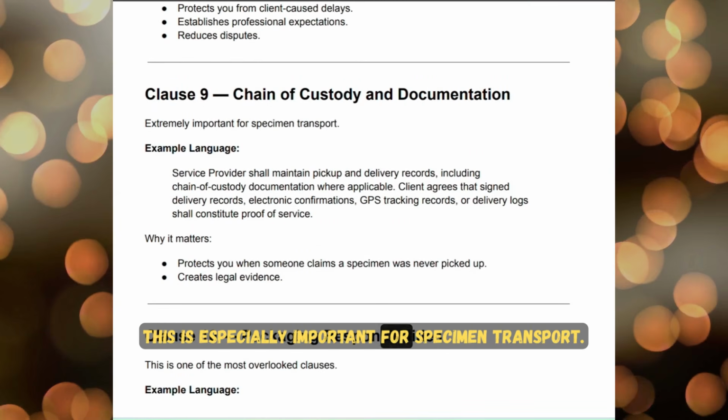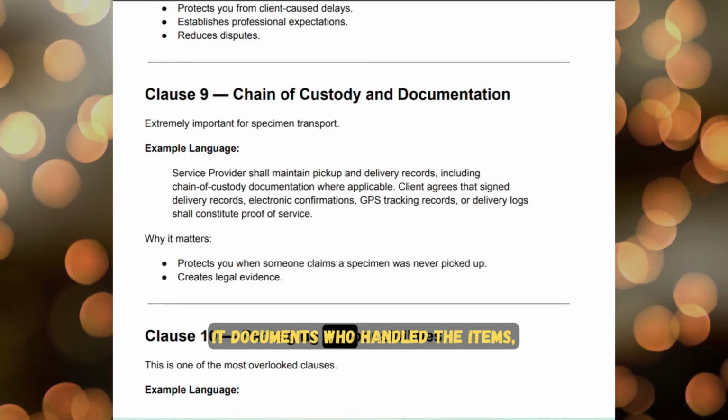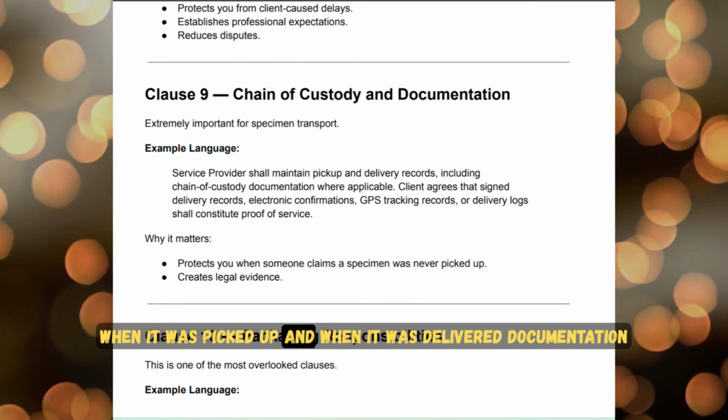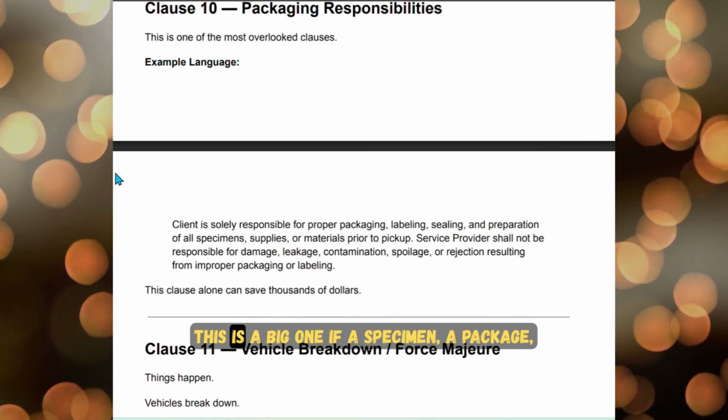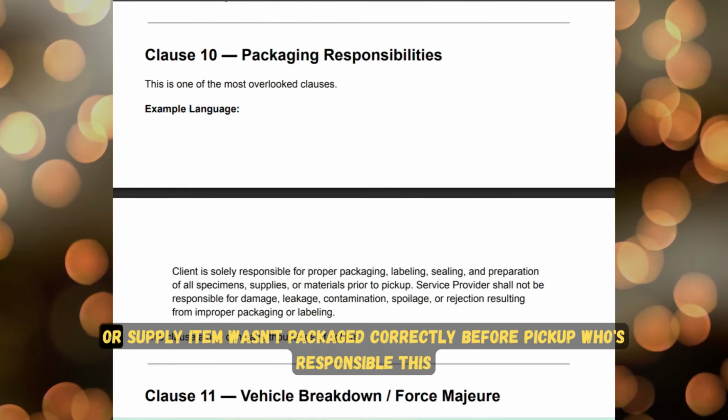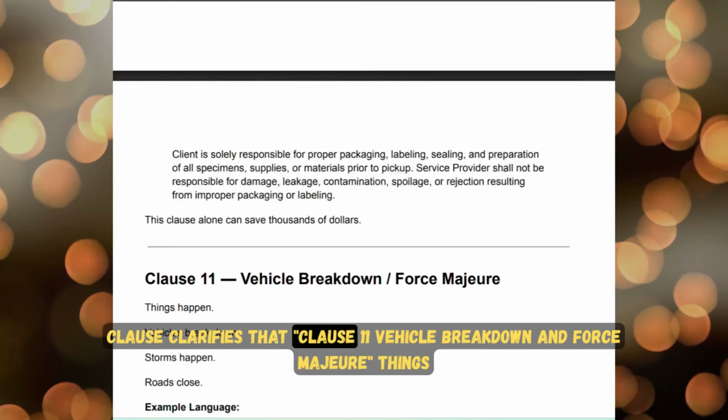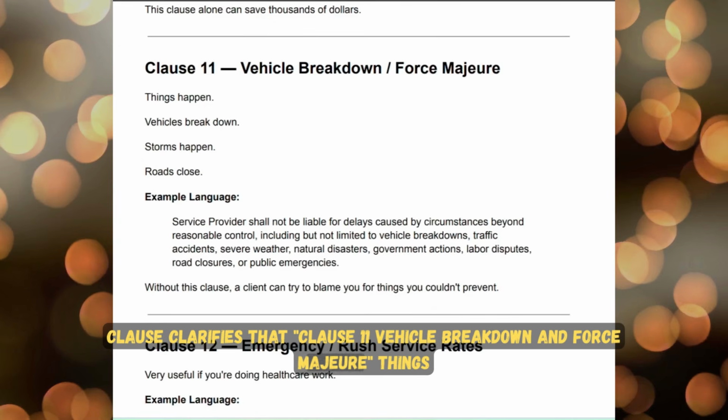Clause 9, chain of custody and documentation. This is especially important for specimen transport. It documents who handled the items, when it was picked up, and when it was delivered. Documentation protects everybody. Clause 10, packaging responsibility. And this is a big one. If a specimen, a package, or a supply item wasn't packaged correctly before pickup, who's responsible? This clause clarifies that.